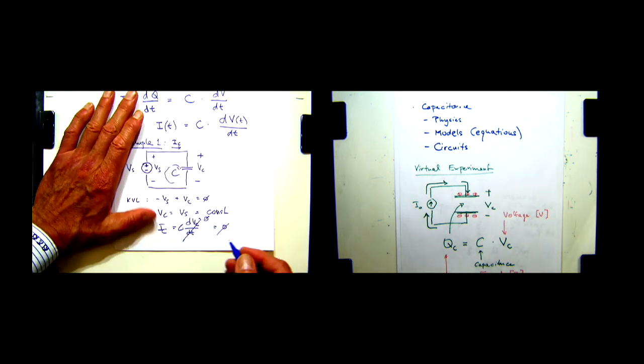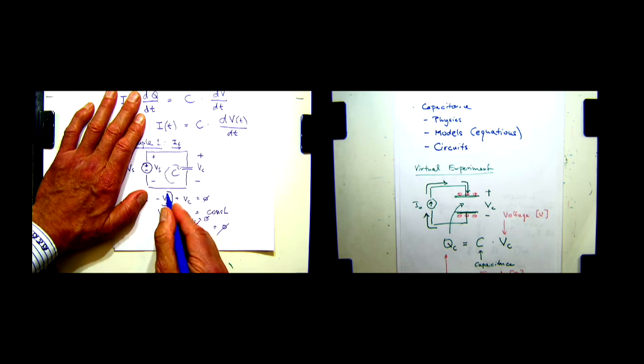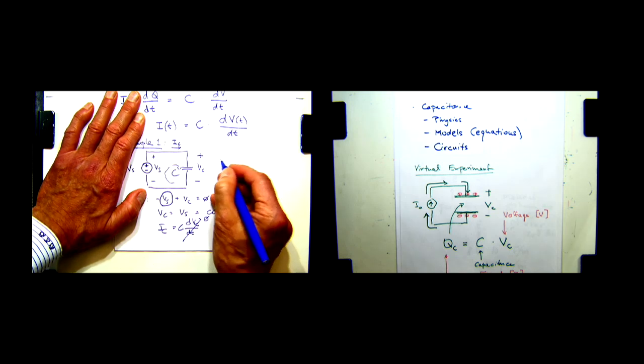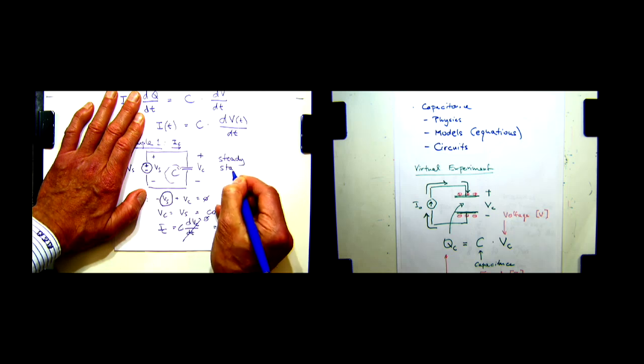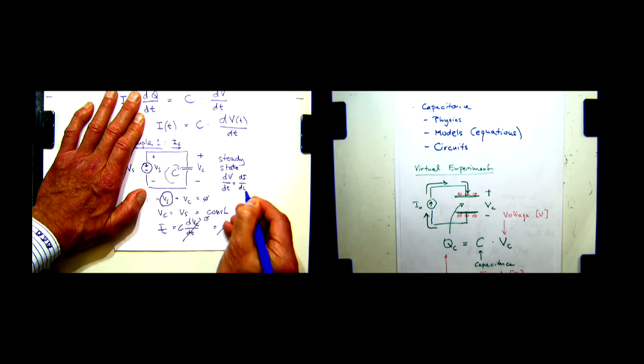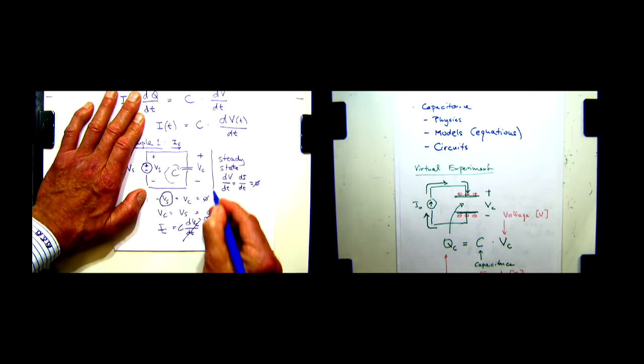So this capacitor behaves as an open circuit. By the way, this situation where voltage is constant, where everything is constant and nothing changes with time, is very important, so it has a name. It's called steady state. That basically means that dV/dt or dI/dt, nothing changes. That's called steady state. Okay. Let's look at another example.